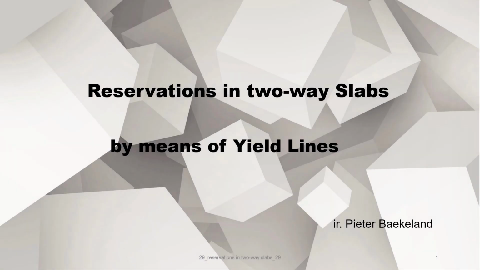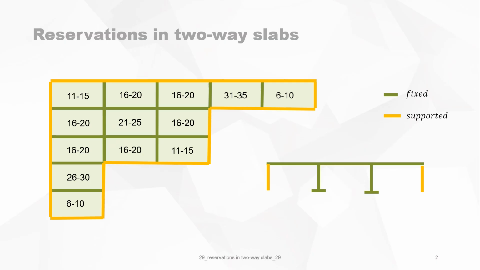Reservations in two-way slabs by means of yield lines. This video deals with the cases 26 to 30, and it's about a concrete slab which has two fixed ends and two simply supported ends opposite to each other.